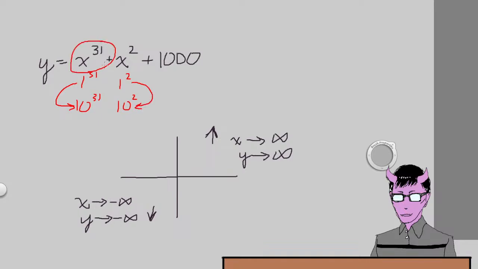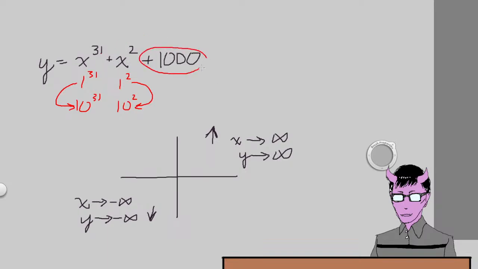So what that means is x to the power of 31 will overtake x to the power of 2 in the long term. That's why we're talking about long-term end behavior, because that's when you have exceedingly large x values that are only getting larger and larger. If you're raising a large value to 31, it's going to be a much larger number than raising the same number to the power of 2.